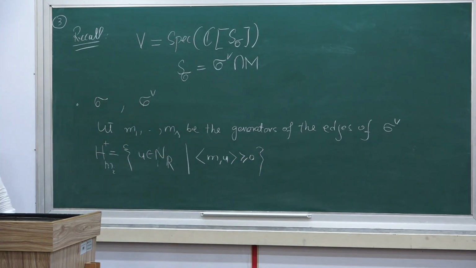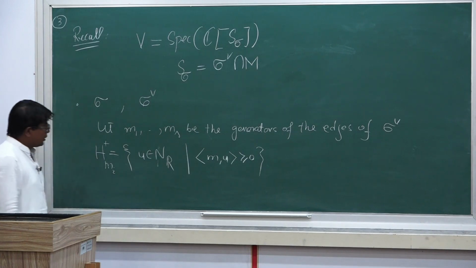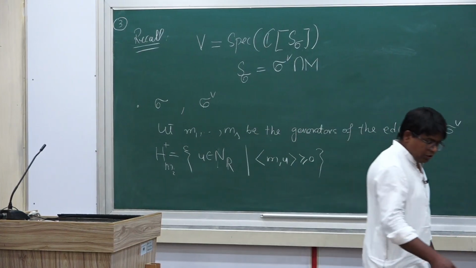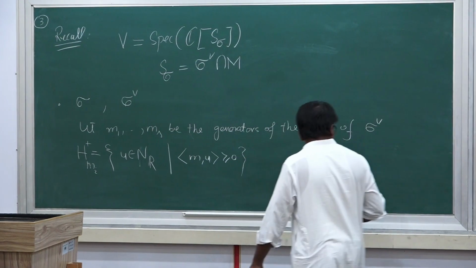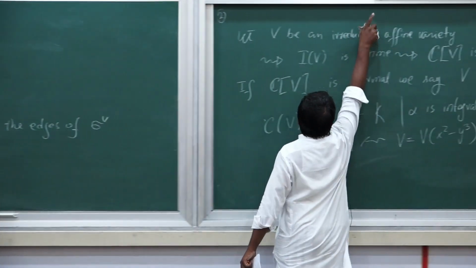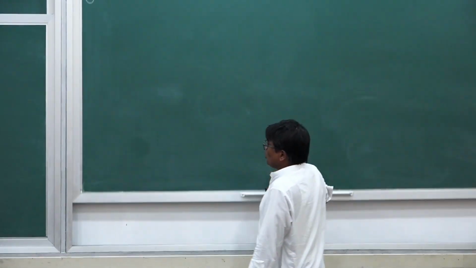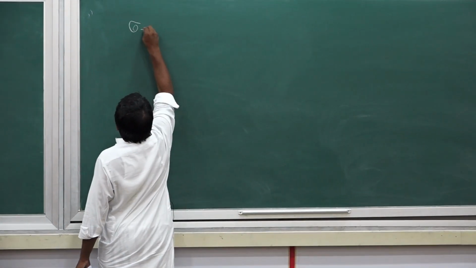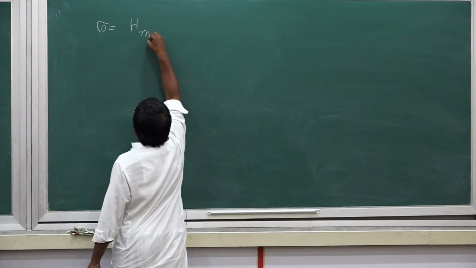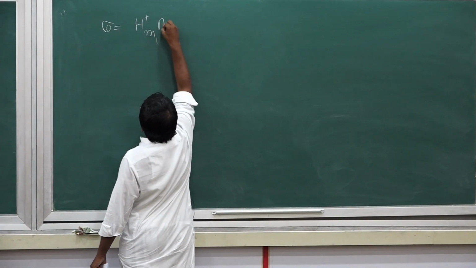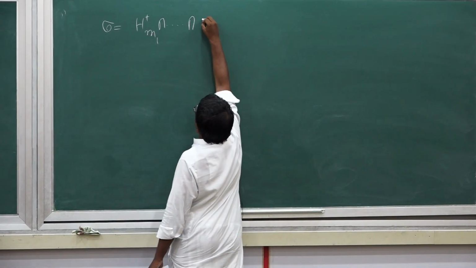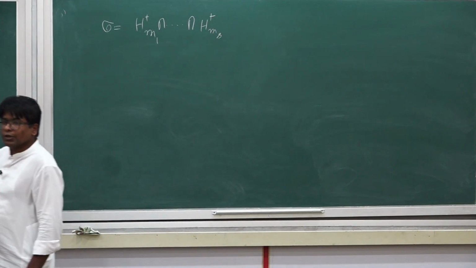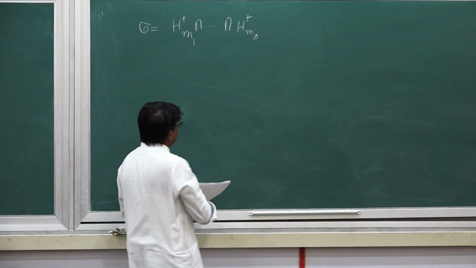Okay. So, these are called the supporting half spaces or closed half spaces. So, the property they possess is the following, that the cone sigma is nothing but the intersection of all these supporting half spaces. Okay. So, you can see it very easily in an example.